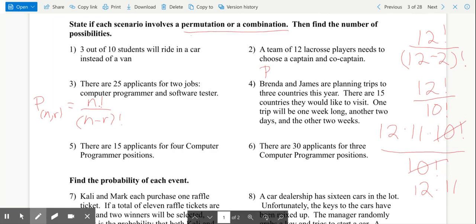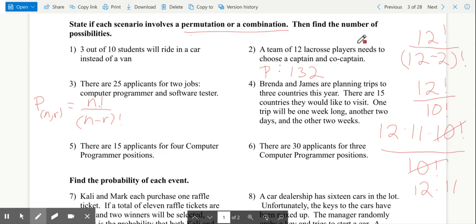So this is a permutation, because it asked permutation or combination. So this is a permutation, and it's going to be 132. So there are 132 different permutations of captain and co-captain that I could pick for a lacrosse team with 12 players in it. That's a lot.